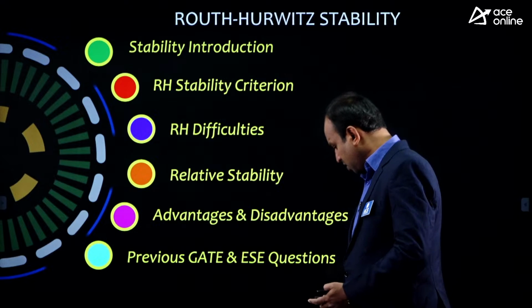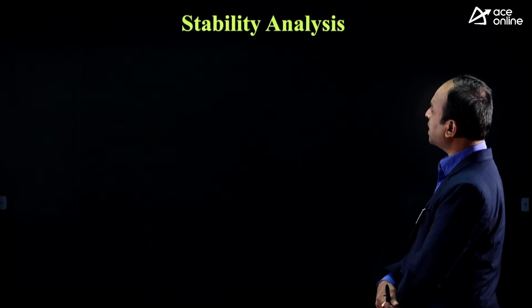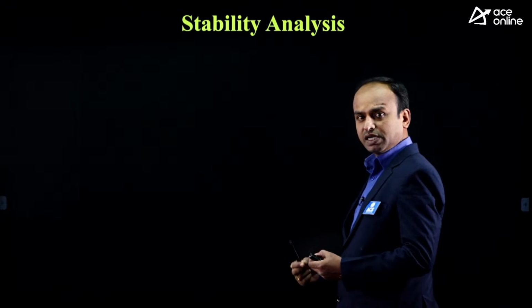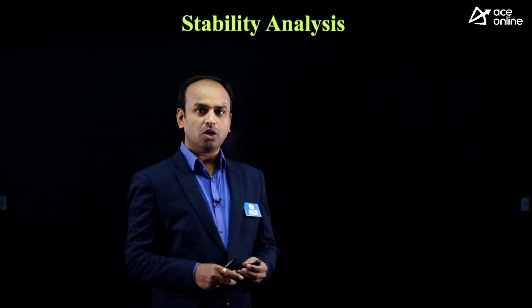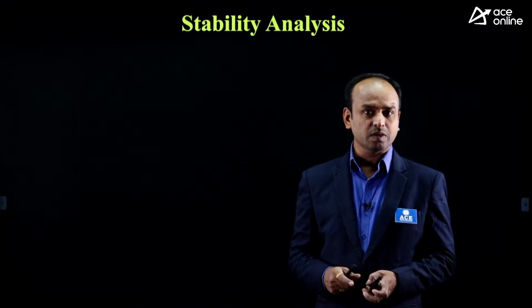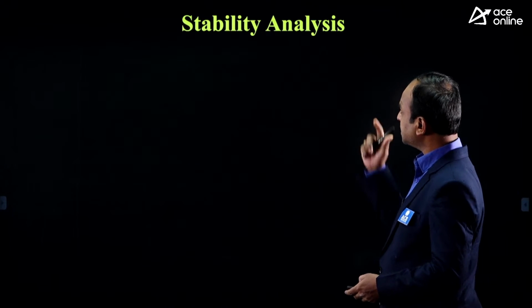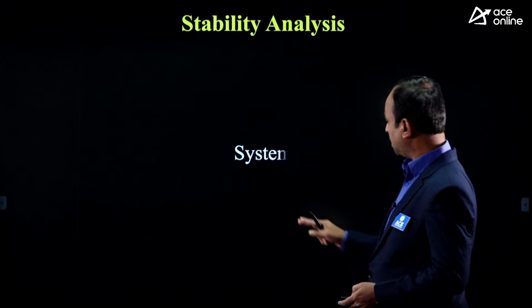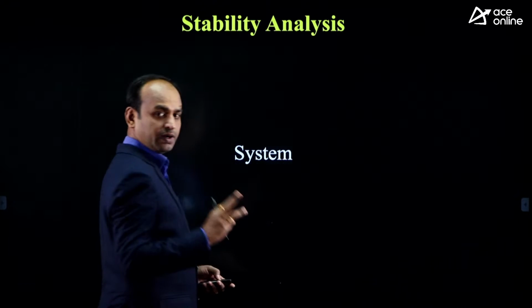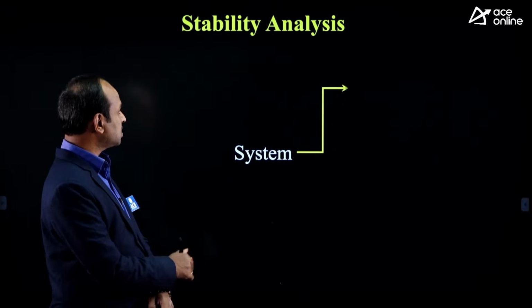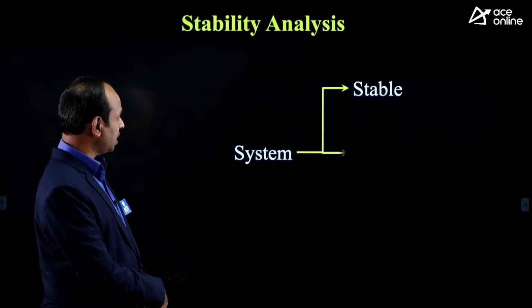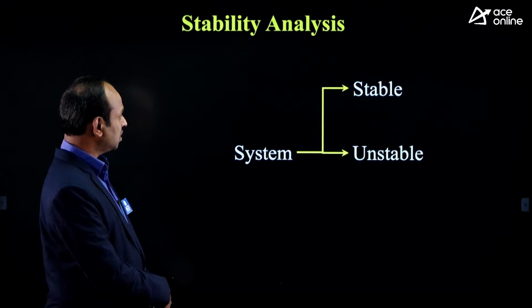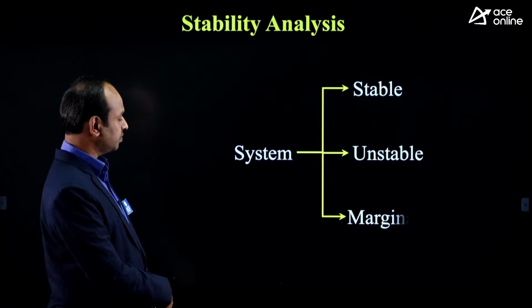First thing, what is stability analysis? First we will discuss what is a stable system. It is the heart of control systems. Now, what is stability? A system is classified into 3 types. What are the 3 types? First one is stable system, second one is unstable system, third one is marginal stable system.